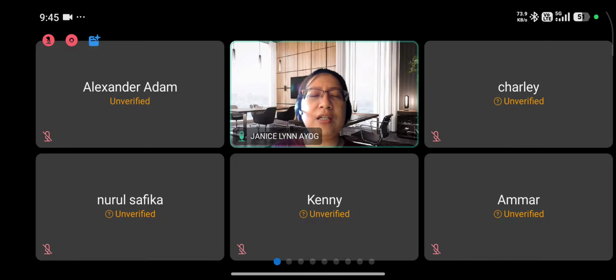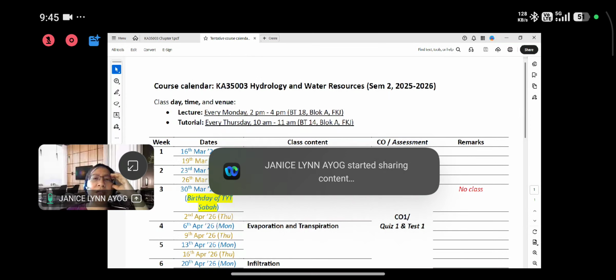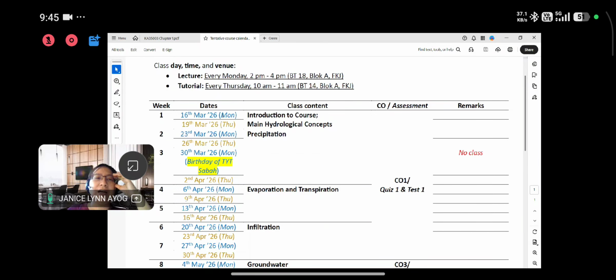There's a bit of change from previous semesters. I think it's this one. So can you see our tentative calendar? This is tentative, it's not fixed, because I'm going to explain why it's tentative. Basically, today is 19. So we're going to cover this.